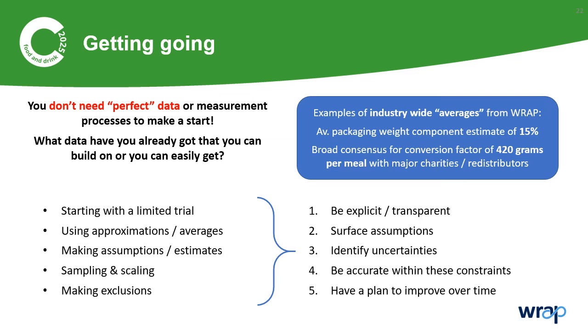Or when it comes to redistributed food, there's broad consensus within the industry on what the weight of a redistributed meal is, so what the weight per meal is, because often that's reported by charities, for example, in terms of the number of meals actually redistributed. So again, if you don't have more accurate data, you can use some of these industry averages from WRAP.